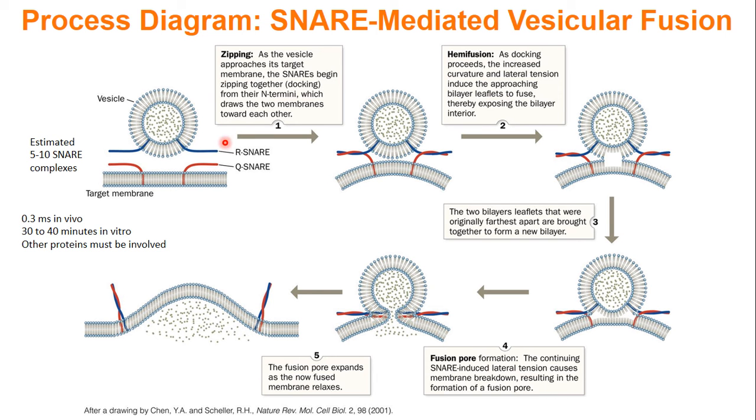The vesicles have R snares, the membrane has Q snares. Estimated 5 to 10 snare complexes will form. So what happens is that when you bring the vesicle and the membrane near each other, these snares will start to wrap around each other. And when they wrap around each other, they're forcing the vesicle and the membrane to fuse together. And somehow you have to get rid of these lipids. So these lipids are kind of just removed.